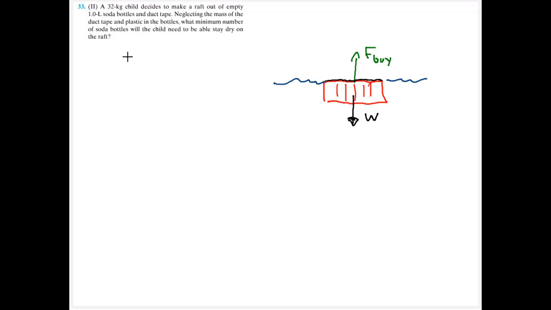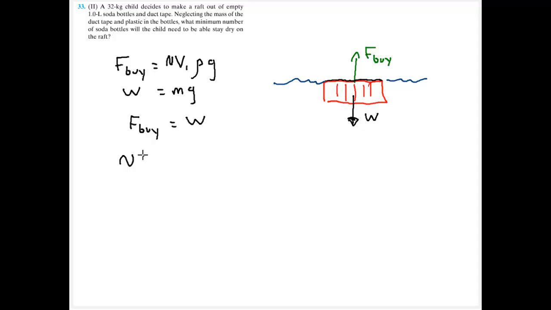So what that lets us do is write my buoyant force as equal to the volume of one bottle multiplied by the number of bottles multiplied by the density of water and gravity, simply Archimedes' principle. That is going to be equal and opposite to the child's weight, which is going to be the child's mass multiplied by gravity. There's a perfect balance here. So we know that the buoyant force must be equal to the child's weight.